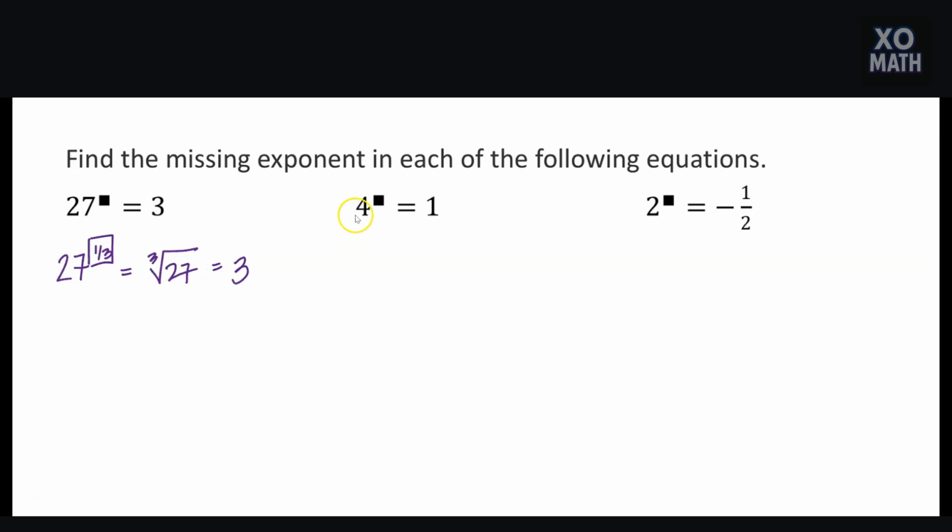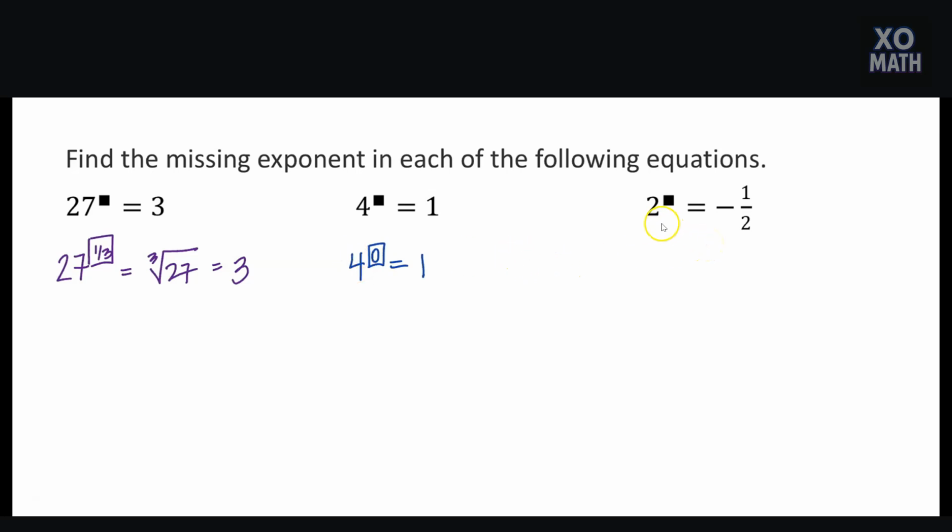Now in this example, 4 to what power equals 1? Well, we know that any real number except 0 raised to the 0 power is equal to 1. So we know that 4 raised to the 0 is equal to 1. So here that missing exponent is 0.